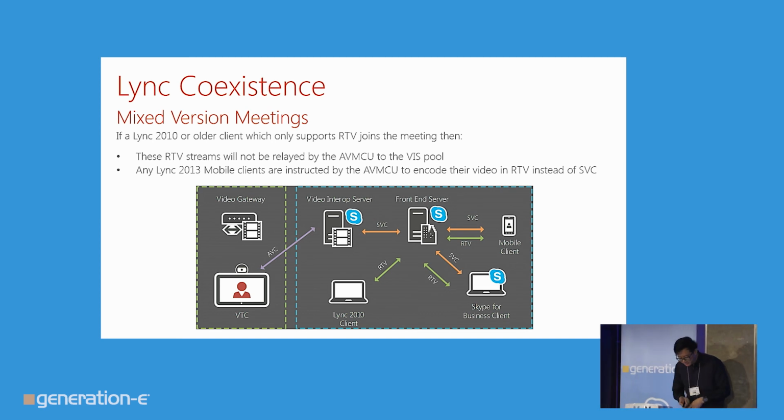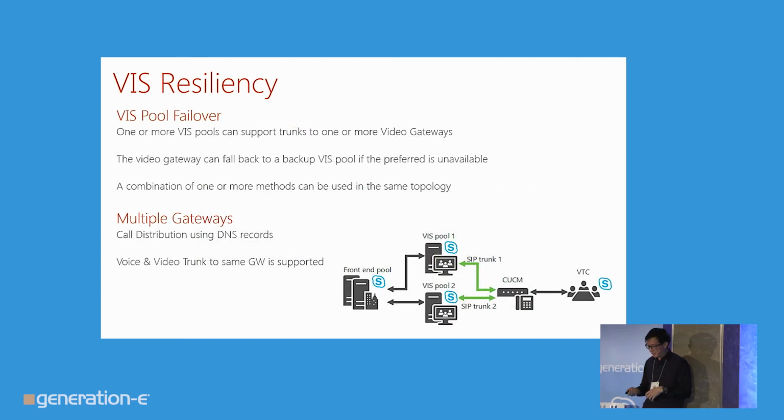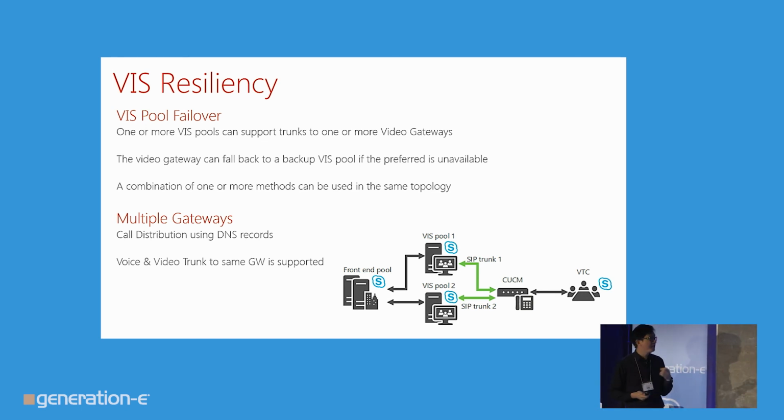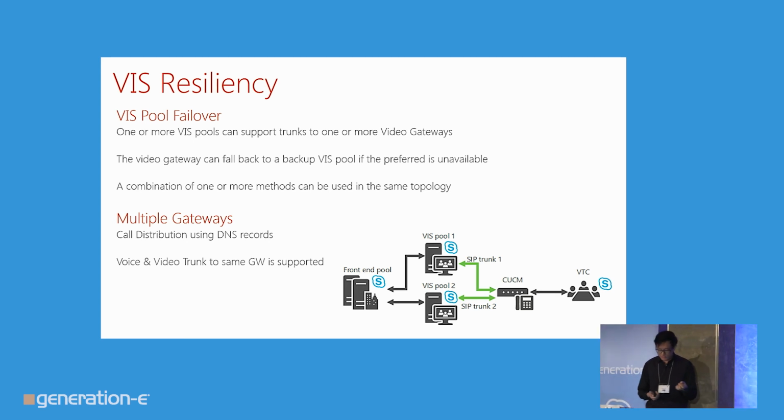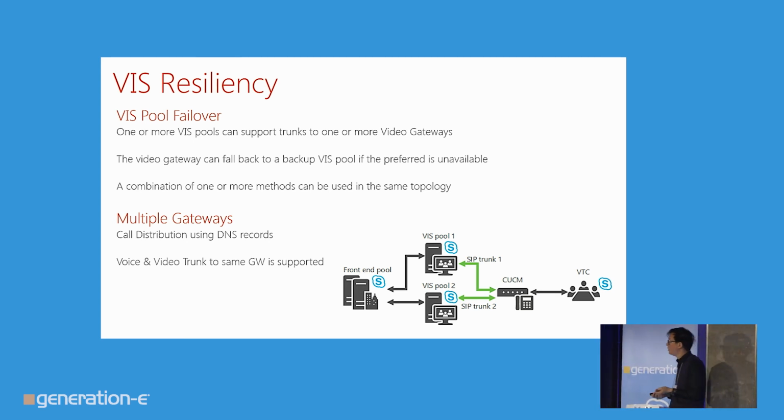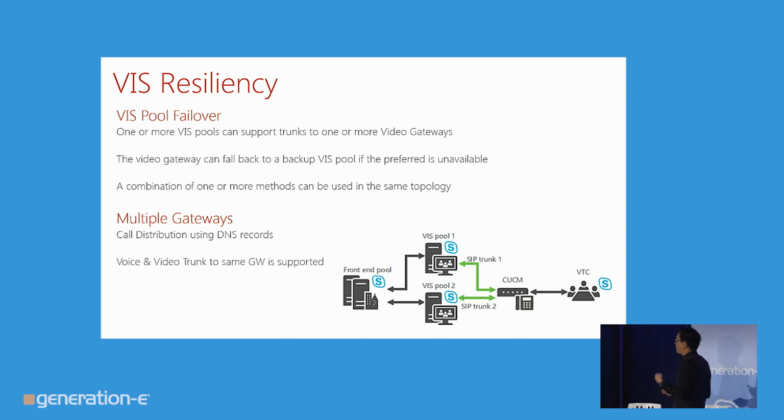So time is up. I just have one or two slides to finish up. VIS does support resiliency. It does support multiple pools. So if you have, for example, VIS pool 1 and VIS pool 2, you set up multiple trunks from your CUCM into the different pools. And CUCM will just try different trunks. If one trunk doesn't work, it will just use the other trunk.